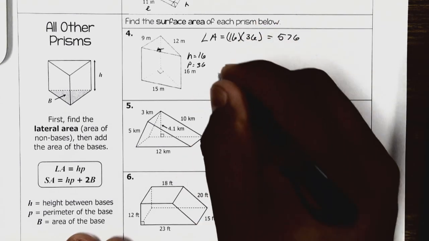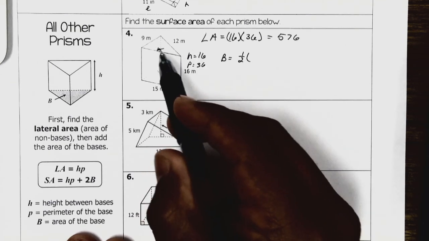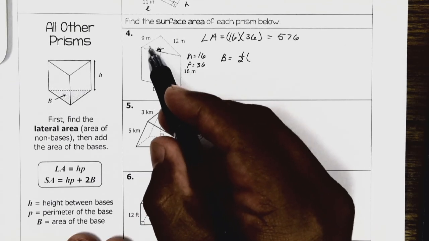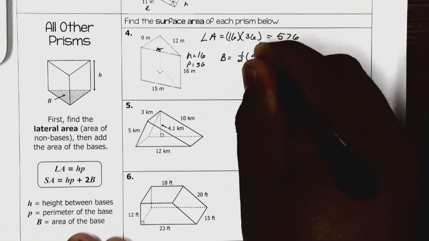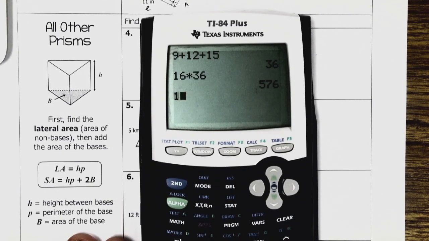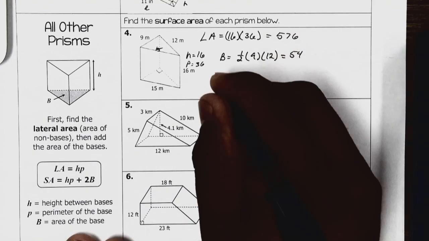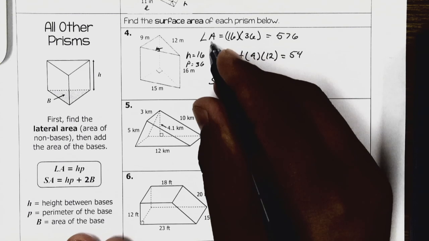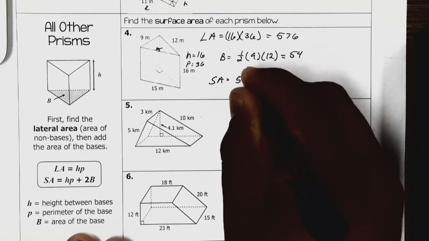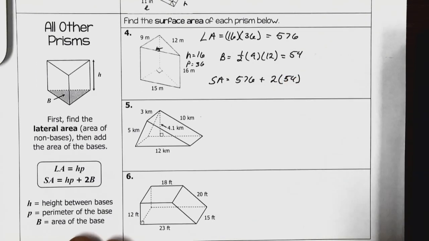So big B is equal to 1/2 times the base of the triangle. Remember, the height right here has to be where the right angle is. So it's going to be 9 times 12. So 1/2 times 9 times 12, which gives me 54. So big B is 54. So now to do surface area, that's going to be my LA, which is right here, the 576, plus 2 times that base, which was the 54 I found, which is right there.